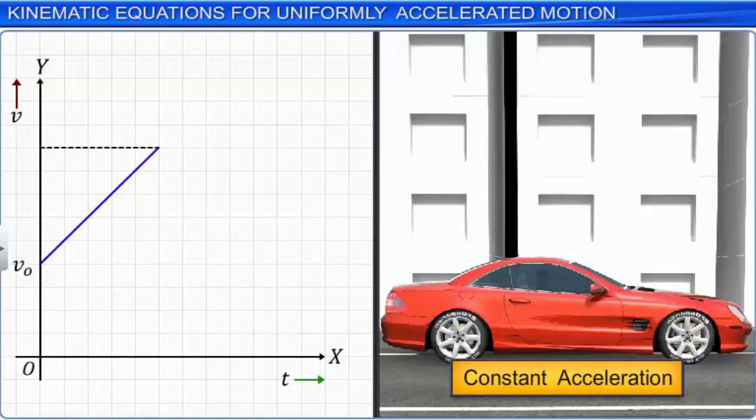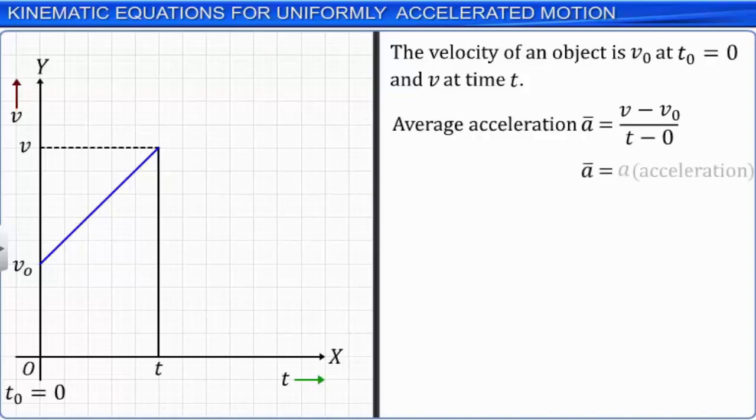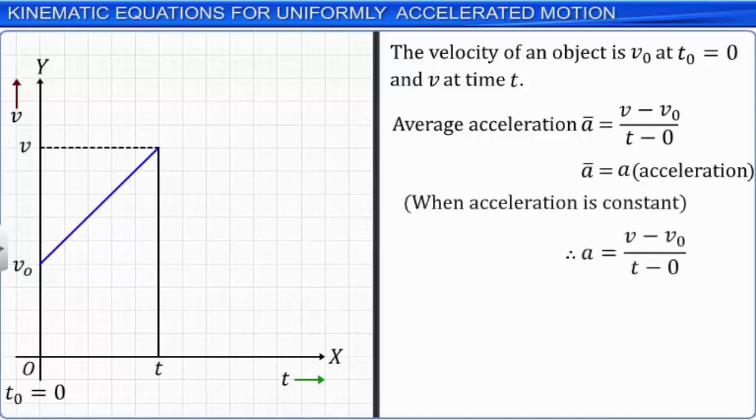The velocity of an object is v naught at t naught equal to 0, and v at time t. Average acceleration, a dash, is the ratio of the difference between v and v naught and the difference between t and 0. The value of a dash is equal to acceleration when acceleration is constant. By cross-multiplying and rearranging, we get the value of velocity as the sum of v naught and the product of a and t. This is equation 1 of motion.